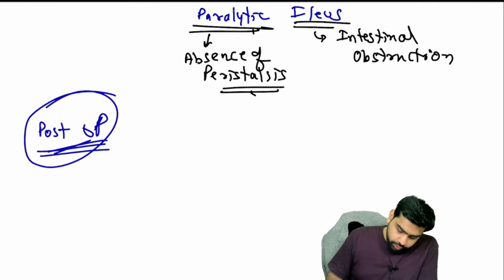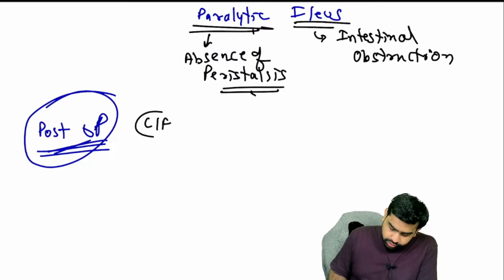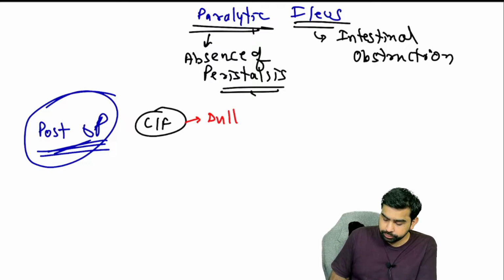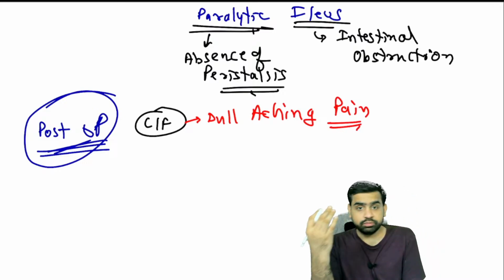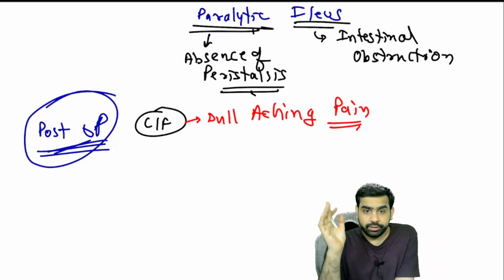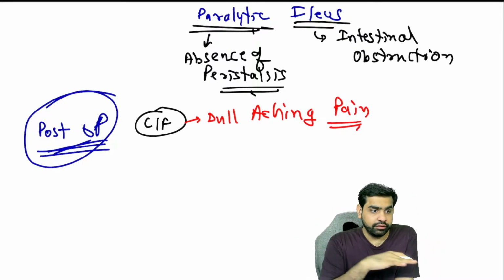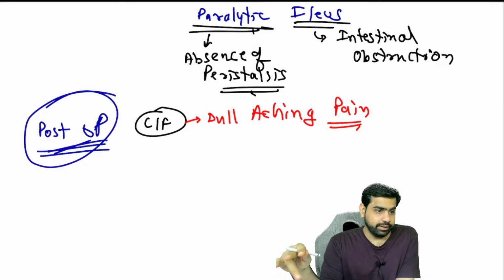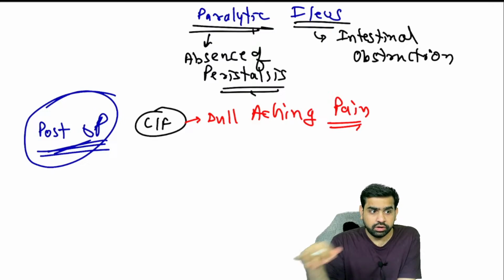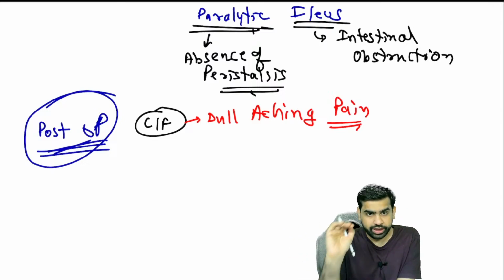Now, what is going to happen here? The clinical features. Will there be colicky abdominal pain? No, there's going to be a dull aching pain. Please understand, in intestinal obstruction we have a colicky abdominal pain, but here we are not going to have colicky abdominal pain. Here we are going to have a dull aching pain. I hope you have understood.